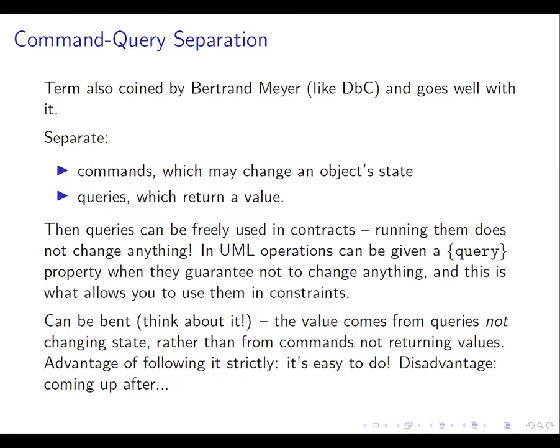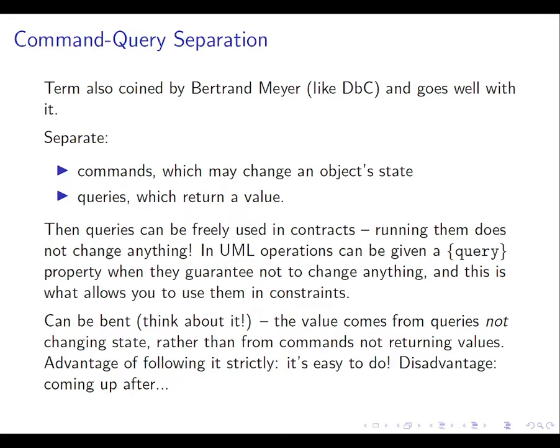In other words, any operation should either be a command or a query, but no operation should ever both change an object state and return a value. Okay? Now, the advantage of this is that things which are queries are guaranteed not to change an object state, so it doesn't matter how many times you run them. And that means that they can be freely used in contracts. You don't have to worry about running the operation, in other words, checking the contract, actually changing a thing.